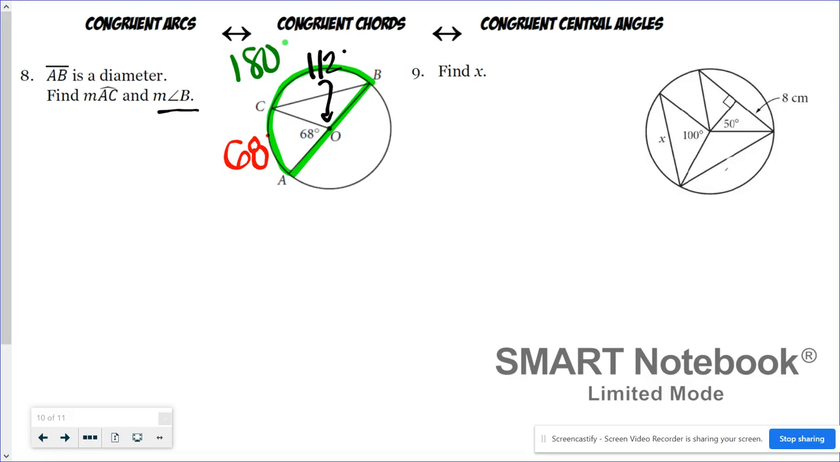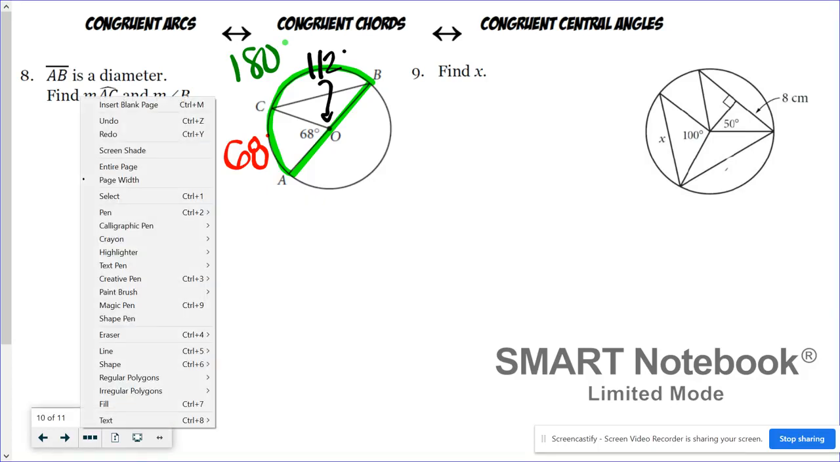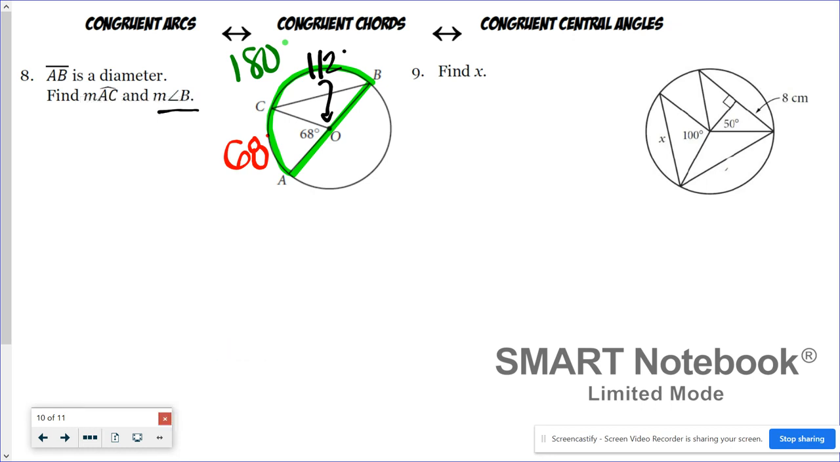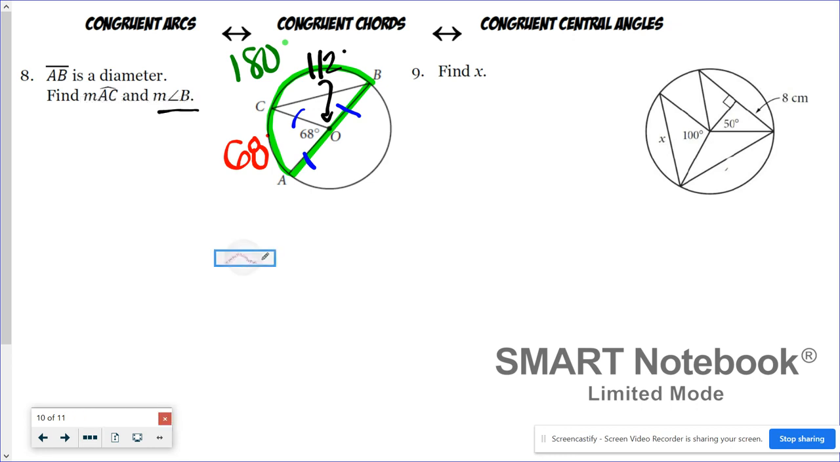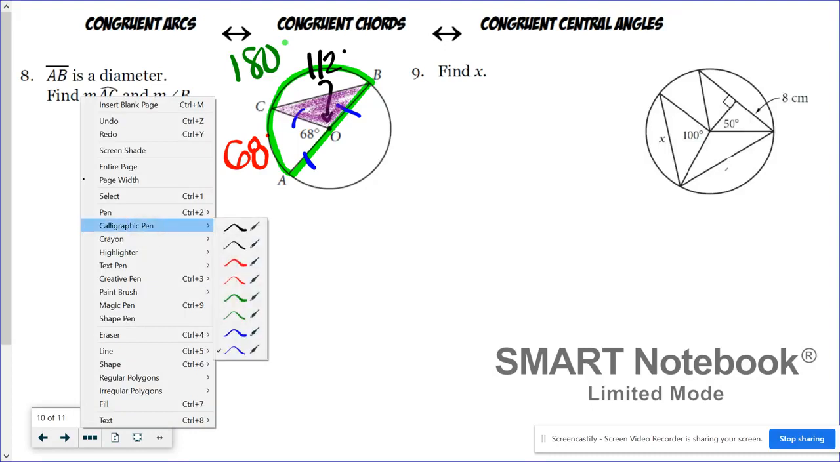Okay, but think about it. It's been a while since we've encountered this particular situation, but remember, all radii of a circle are congruent. Now I want you to focus on this triangle right here. Let me color it in for us. Okay. What do we know about that triangle?